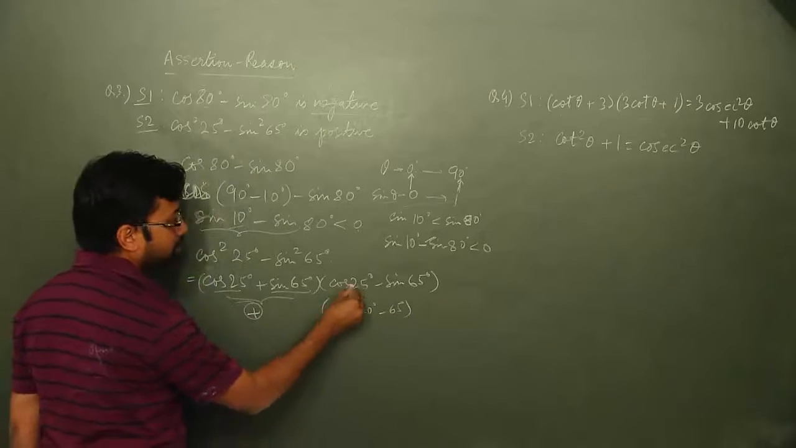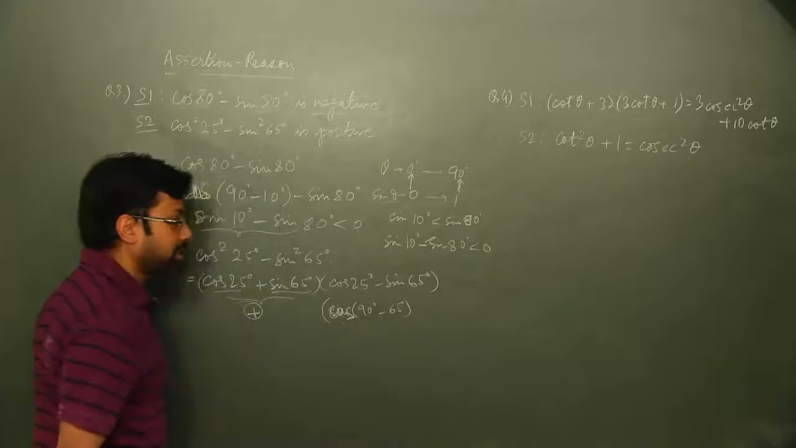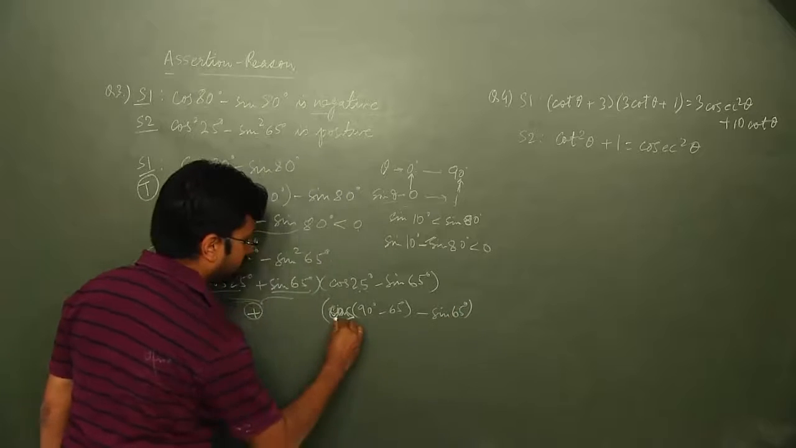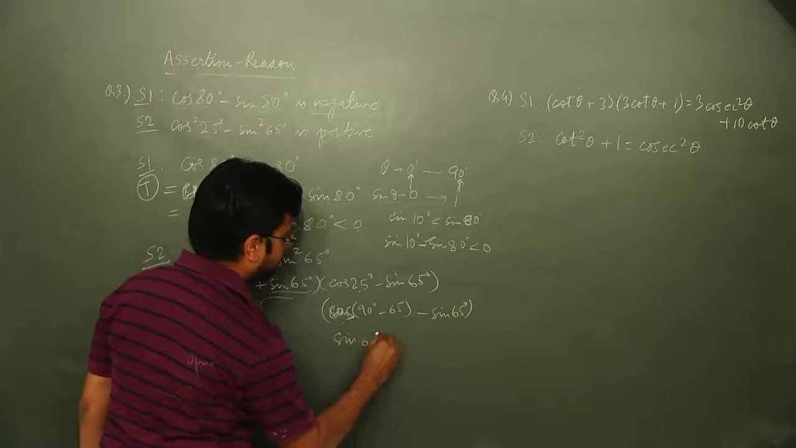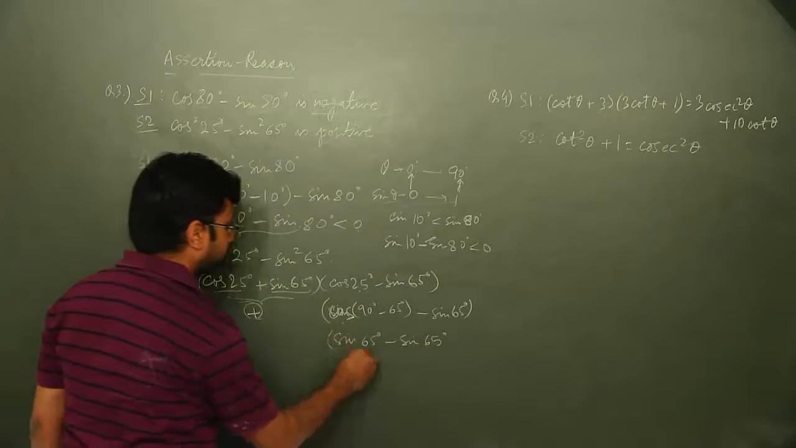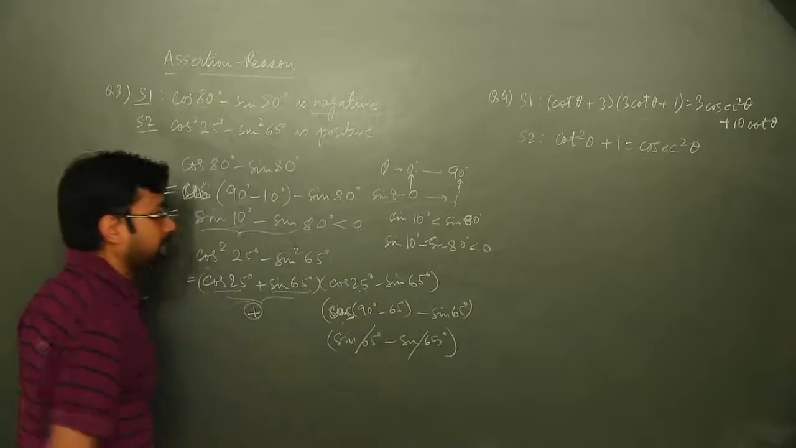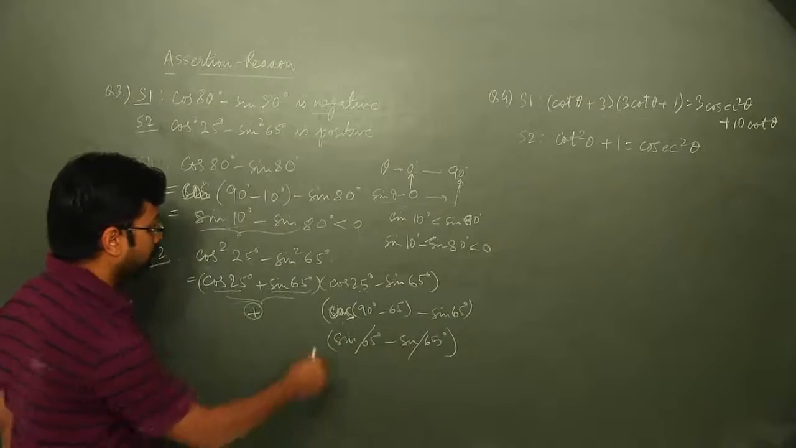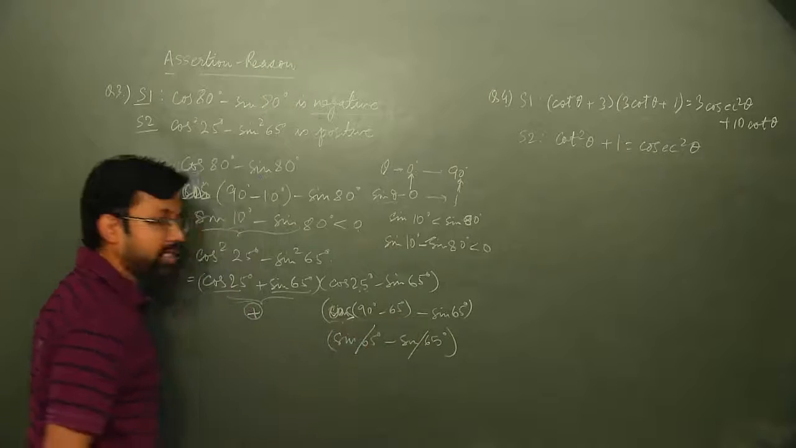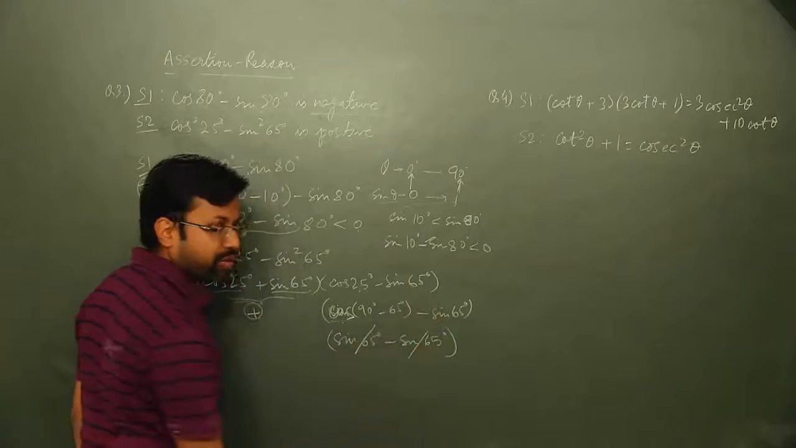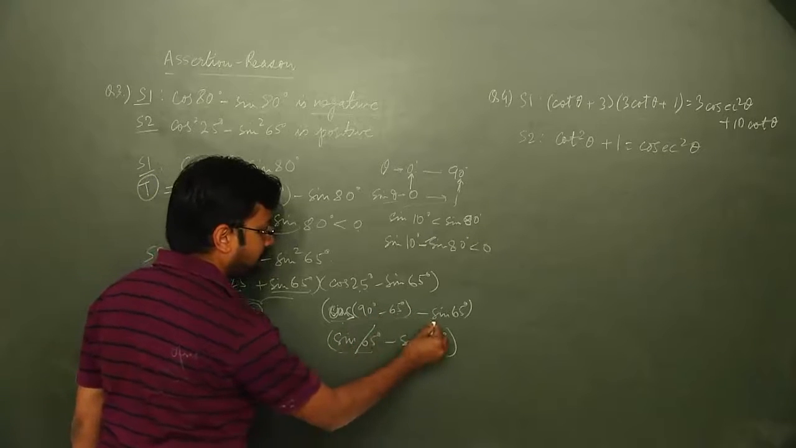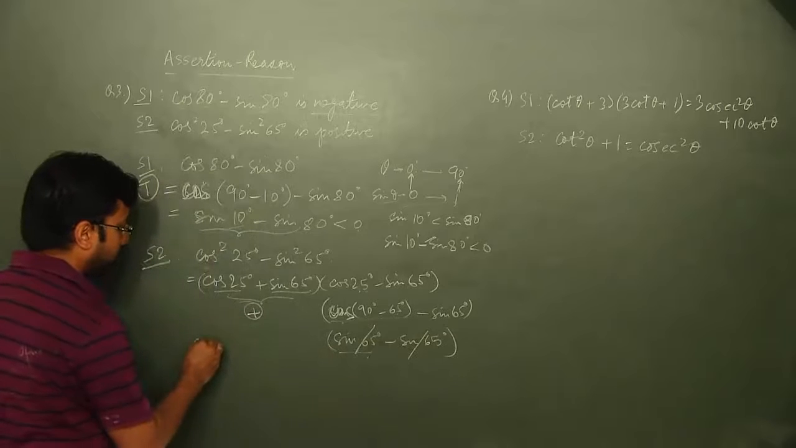Cos 25 can be written as cos of 90 minus 65, minus sine of 65 degrees. Cos of 90 minus theta is sine theta. So sine 65 minus sine 65 cancel out, and sine theta minus sine theta is going to give you 0.